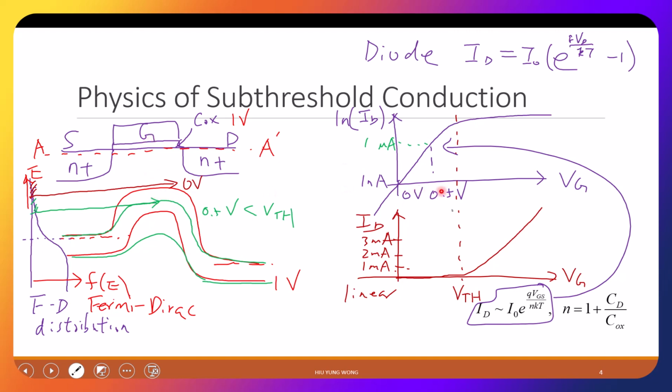But if I increase the gate voltage to 0.5 volts, again positive, more positive means that this barrier will be smaller, right? Because, again, this is the energy of an electron.